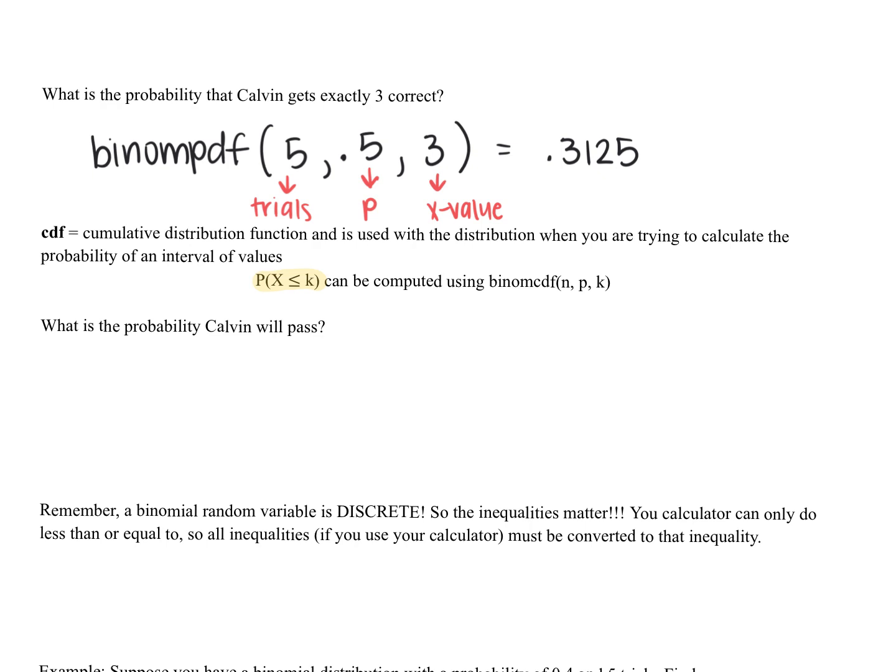So when you have a greater than or equal to inequality that you're trying to find, you have to convert it to a 1 minus. So the probability that Calvin will pass is the probability that x is greater than or equal to 3. But since our calculator won't do x greater than or equal to 3, I have to change this to 1 minus the probability x is less than or equal to 2. So it's 1 minus the probability he fails.